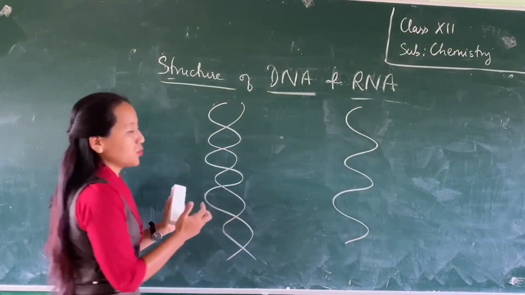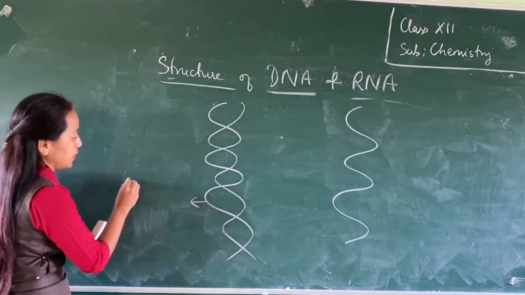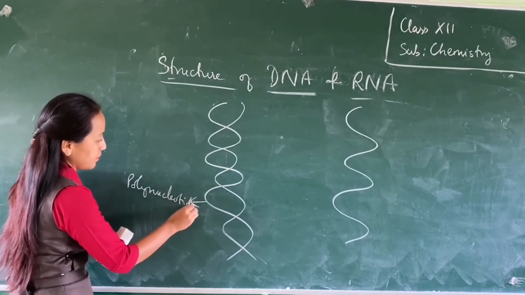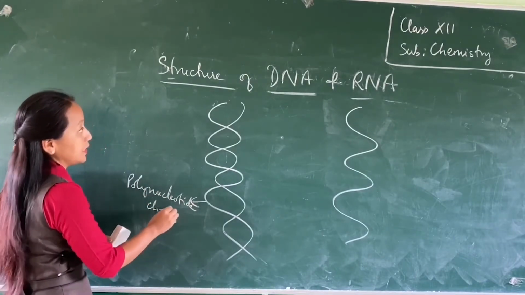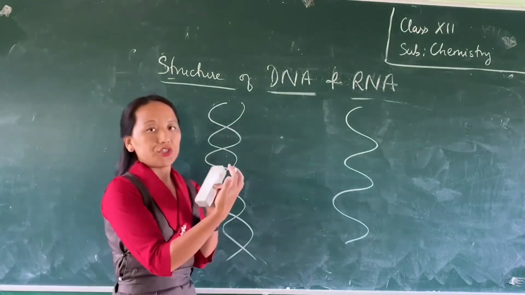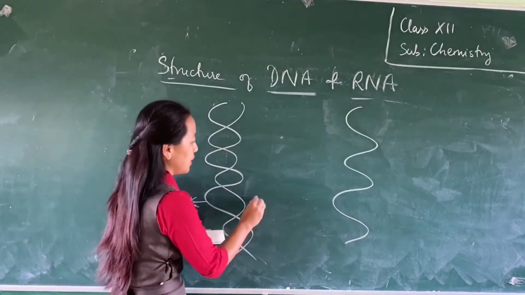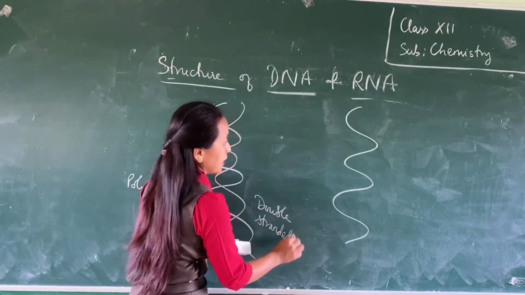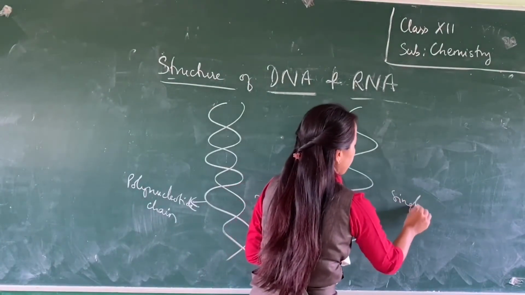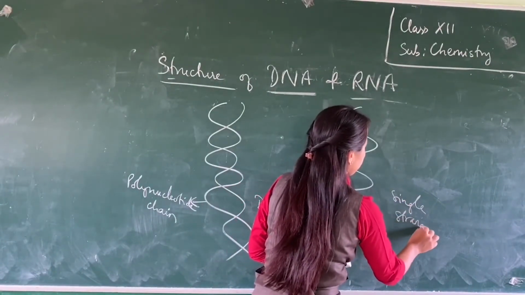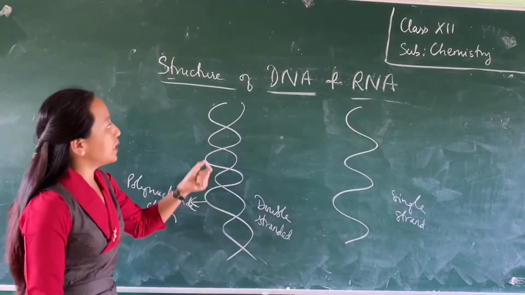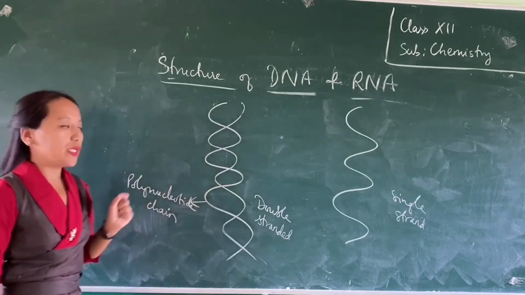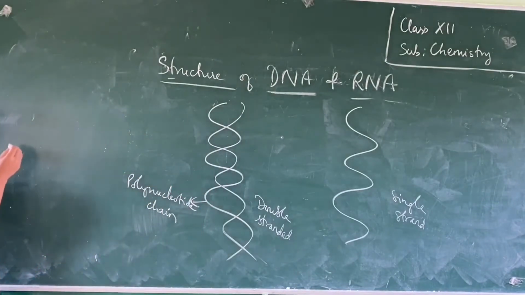And each of the strands represents a polynucleotide chain. So you can see that in DNA, two polynucleotide chains are coiled together to give you the double-stranded structure, whereas in the case of RNA, it is just a single strand. Now, before I explain the bonding between the two polynucleotide chains, let me explain with the help of a simple version of the polynucleotide chain.